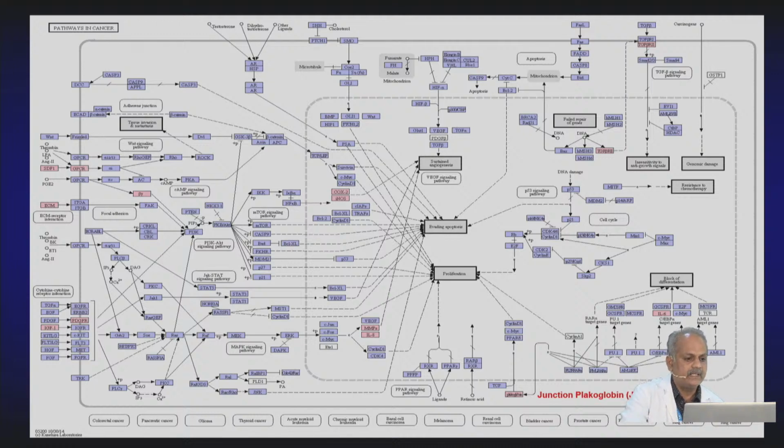Now, typically the Wnt signaling pathway should be enriched when data from the microarray from the Indian tumors were given to this particular pathway. However, we see that it is not the Wnt dysregulation that is seen, it is predominantly the gene called junction plakoglobin or the gamma-catenin that is actually upregulated in these tumors.